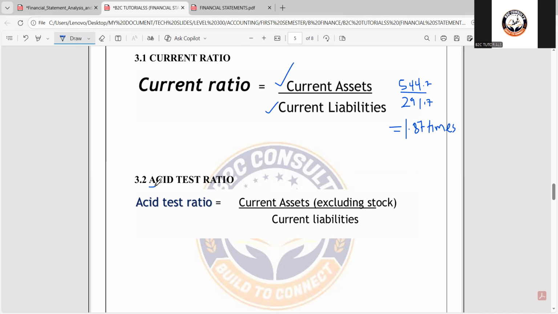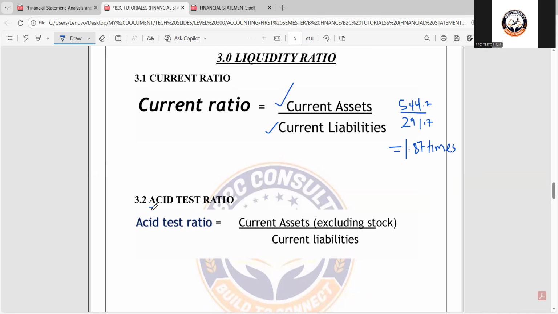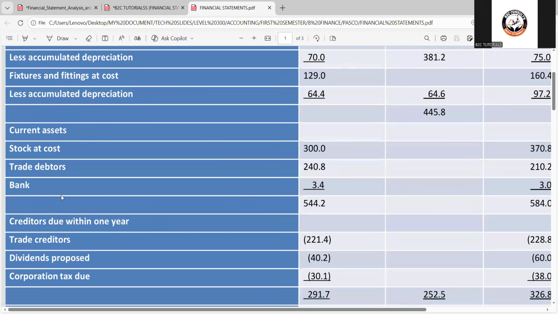Then we go to the next type of liquidity ratio, which is called the acid test ratio. That ratio looks at what you have minus the stock. It is believed that if we have stock and people are not buying it, we cannot perform the acid test. So the concept is that if you have total current assets of 544.2, look through the assets. Is there anything like inventory or stock? Yes, we have stock at cost at the closing, 300. Deduct it.